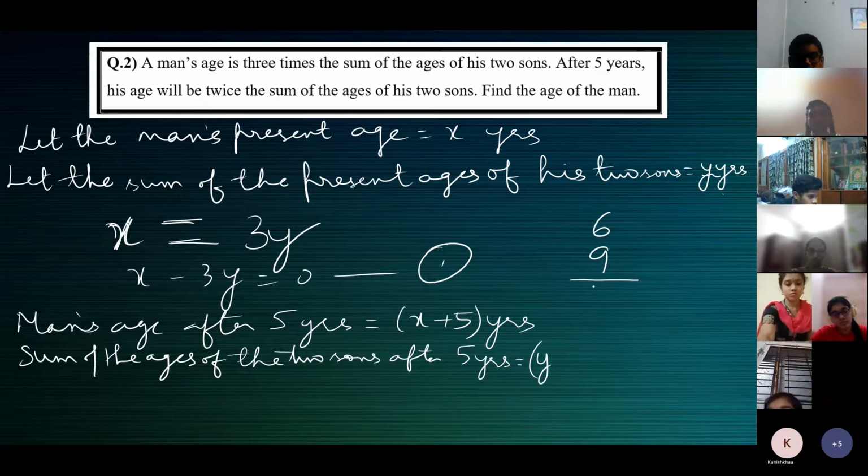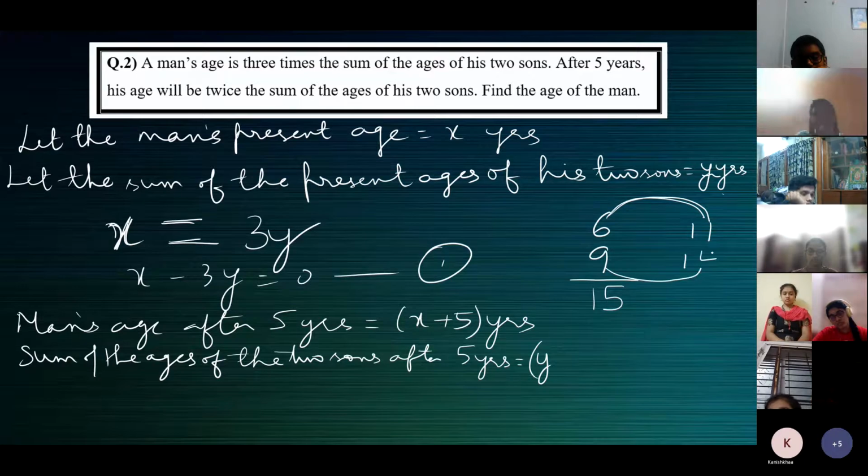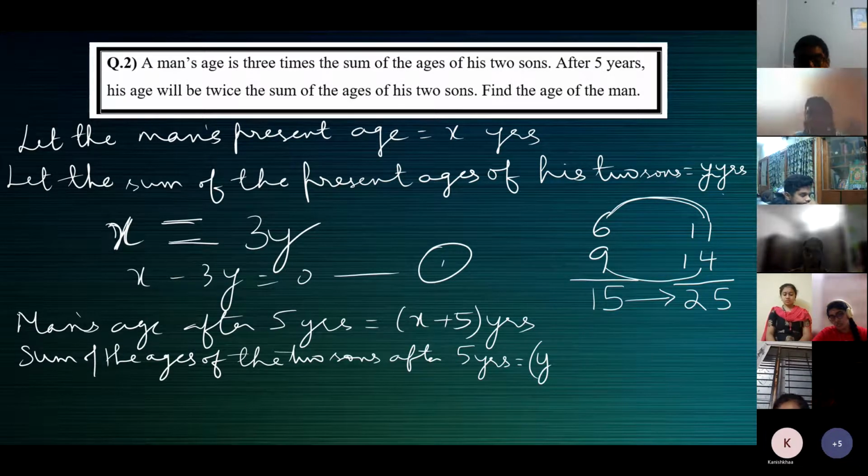15. The present sum is 15. Now, after 5 years, this guy will become 11 years old, and this one will become 14 years old. So after 5 years, the sum of their ages is 25. From 15 to 25, you must add 10, because the age of each of the boys will increase by 5 years, right? So totally the sum will increase by 10. And Meera was right.